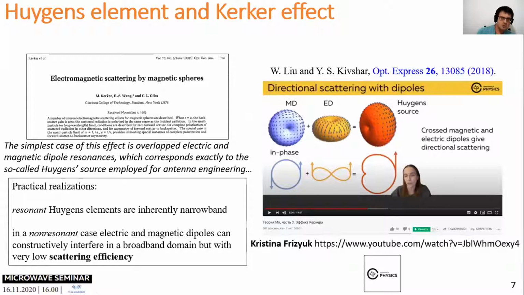However, in practice, we always have two similar difficulties. If you want to design a resonant Huygens element, it works in a thin region where your realization of magnetic and electric dipolar resonances in your complex subwavelength structure interfere constructively. In the non-resonant scale, there is another problem: it can be broadband. However, this strongly affects the scattering efficiency.